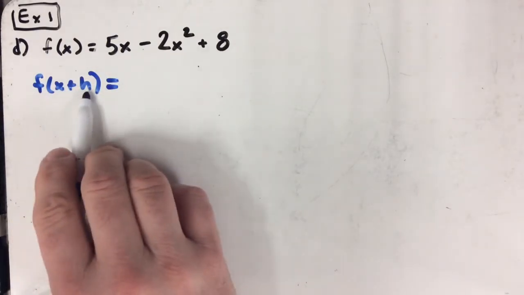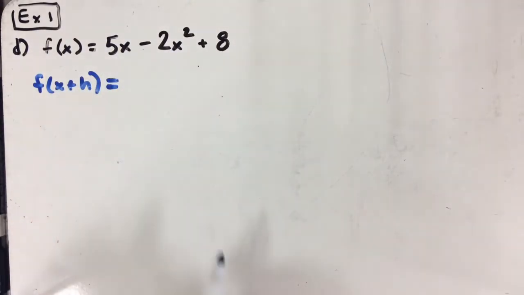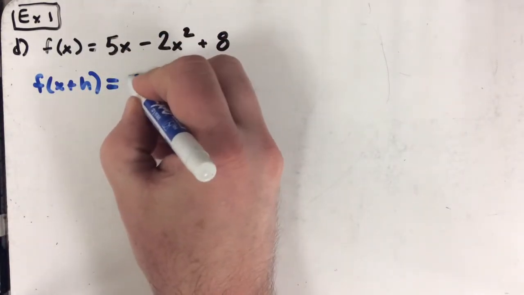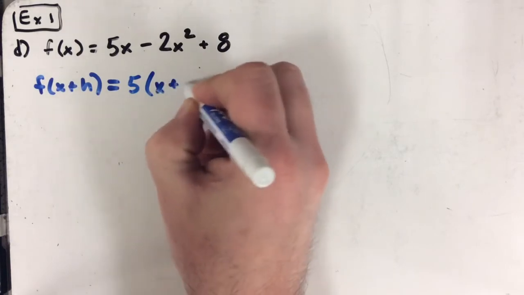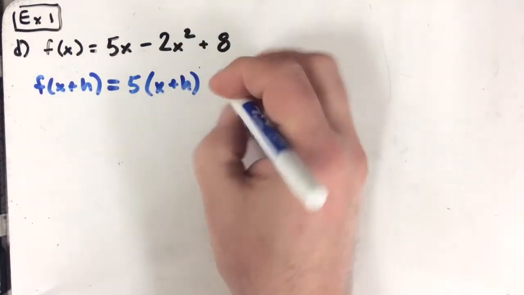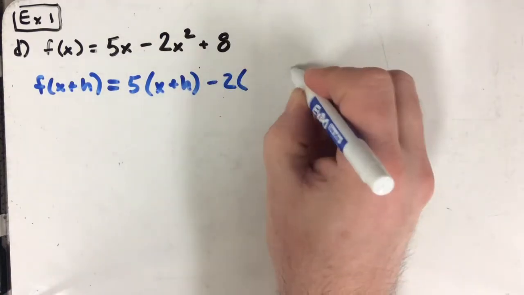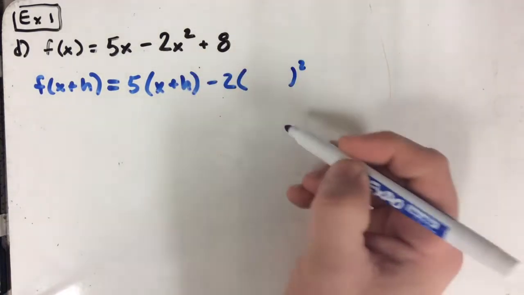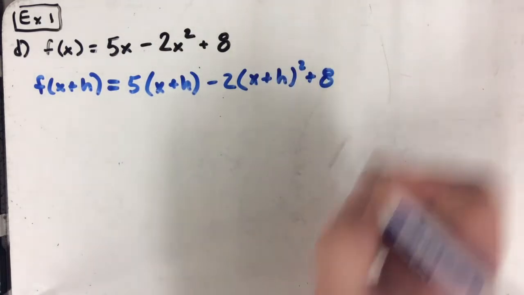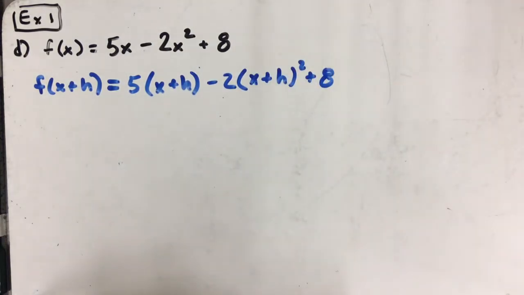I need to take x plus h and replace that everywhere where there's an x up above. So wherever there's an x, I'm going to put in an x plus h. The first term was 5x, but in place of that x, I now need an x plus h. Then the next term is a minus 2x squared, but in place of the x, I need an x plus h. Then finally on the end, that plus 8.